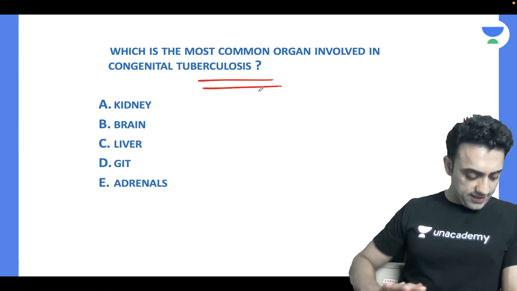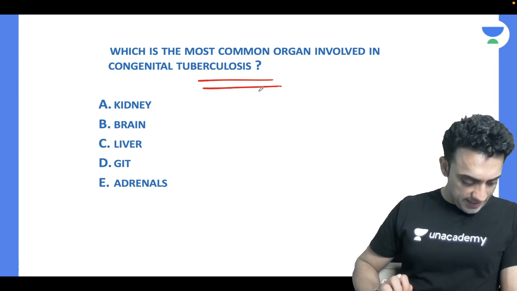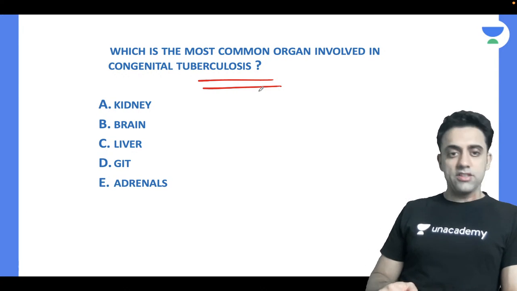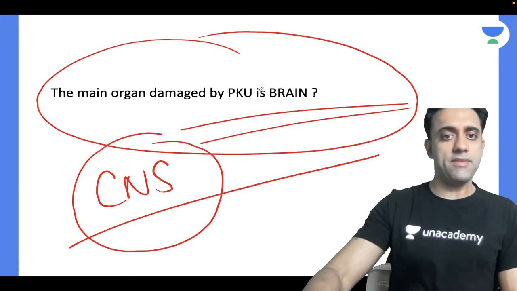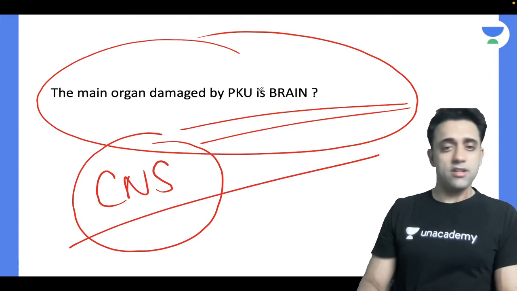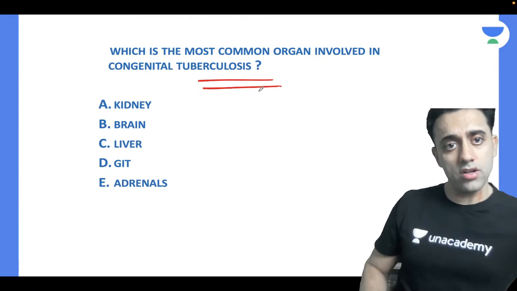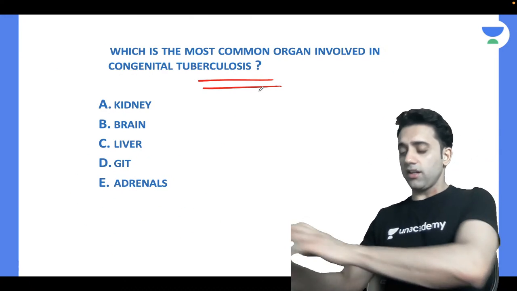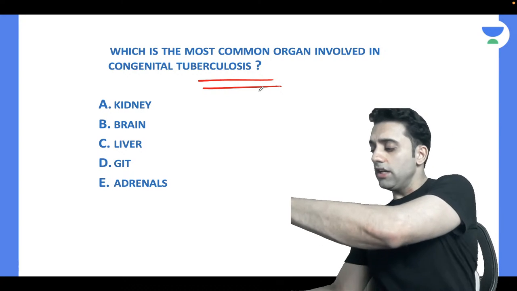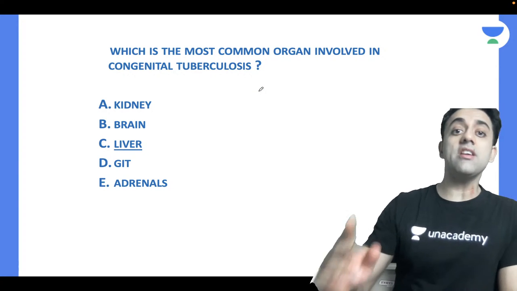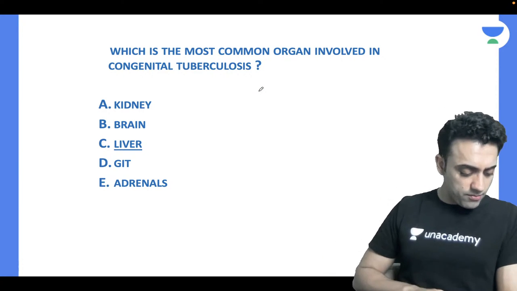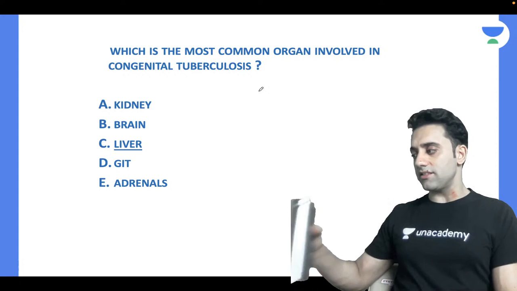Any random guesses? Kirti Pathak. Yes, exactly, very true, Kirti. So, two questions, one answer. The main organ damaged in phenylketonuria is the brain. And the main organ involved in congenital tuberculosis? In the morning class also we had done that, right? The answer is our liver. Do you remember, yes or no? Liver is the best answer.